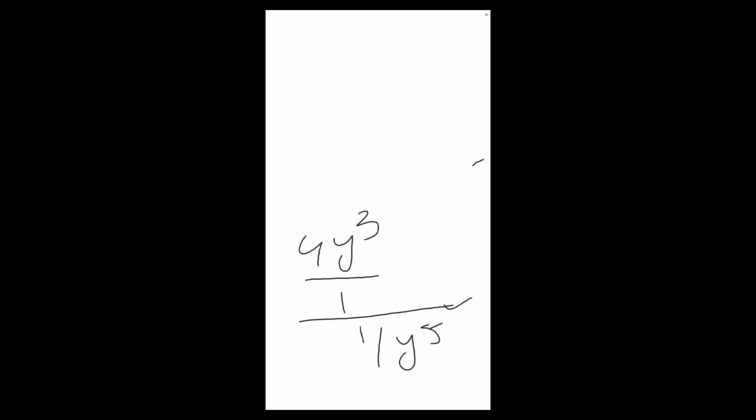So the division is going to be converted into multiplication. So 4y cubed divided by 1. Now I have converted my sign division into multiplication. So I am writing 1 divided by y raised to 5. Is it correct?